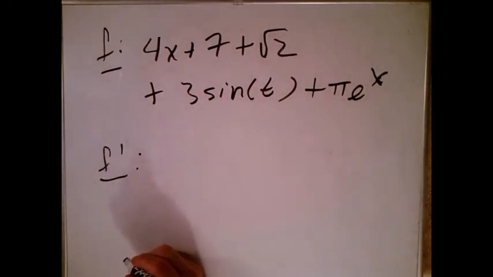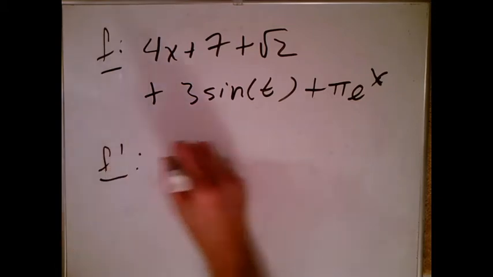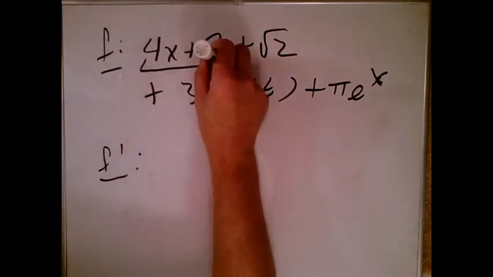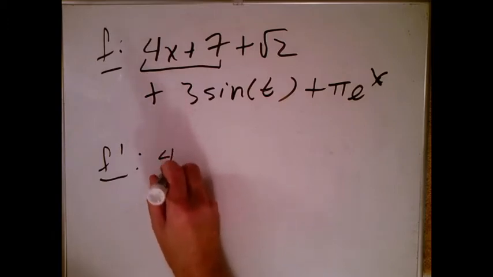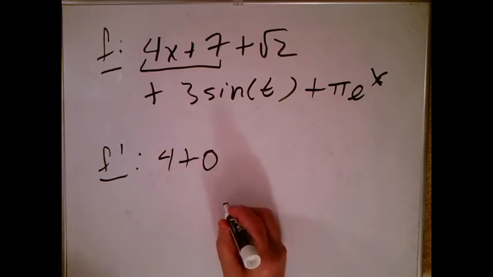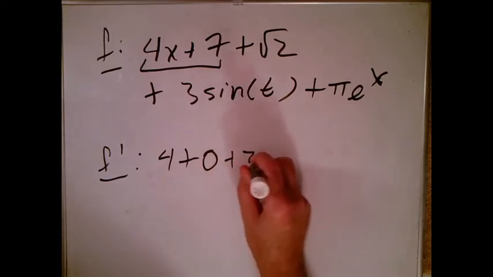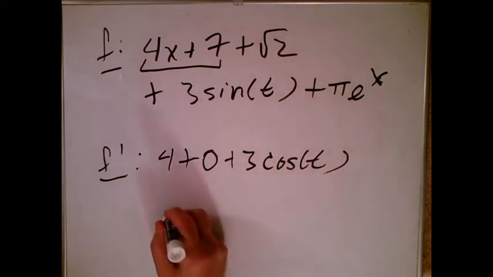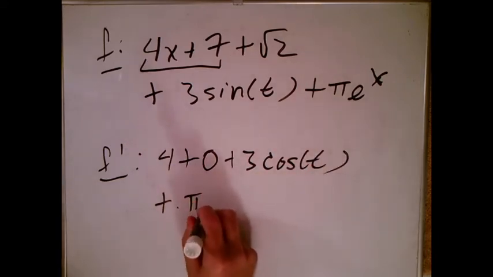There is a sum rule for derivatives, it's probably the easiest one. It says if you're adding together a bunch of functions whose derivatives you know, the derivative is just the sum of all those derivatives. So for example, we know that this derivative was just 4. The derivative of square root of 2 was just 0. The derivative of 3 sine t was 3 cosine t. And the derivative of pi e to the x was just pi e to the x.